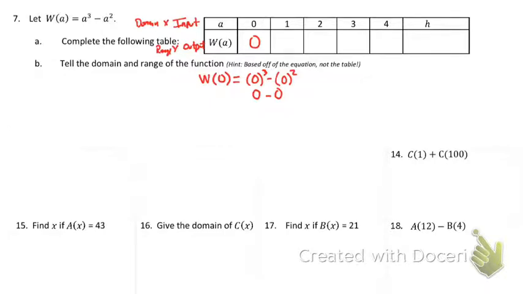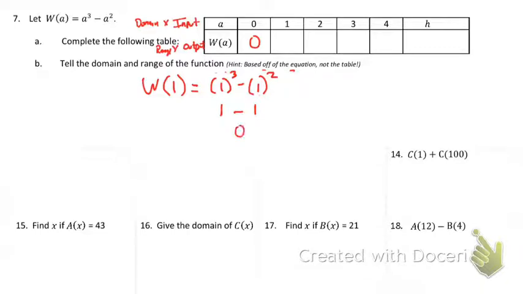All right. So now we did that guy. Let's go ahead and do our next input, which is going to be 1. So we got W of 1. Instead of 0 now, I'm going to plug in 1 for A. So 1 to the third minus 1 to the second. Let's do this math. 1 to the third is 1. 1 to the second is 1. 1 minus 1 is, again, 0.